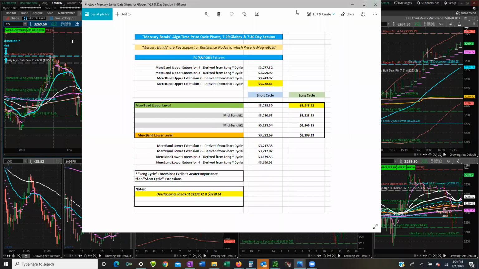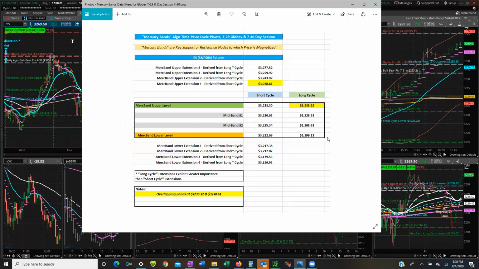Okay, so this is an example of the actual data sheet. Now, what happens after I run these, I overlay the levels on the chart, and then I post this data sheet on the Slack channel. So you can open this, print it out.